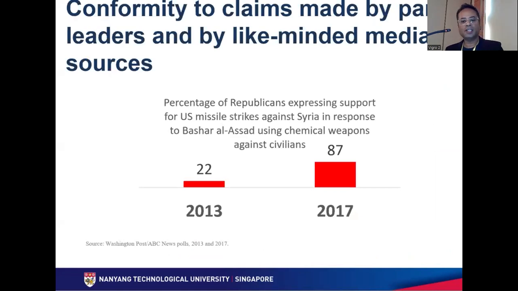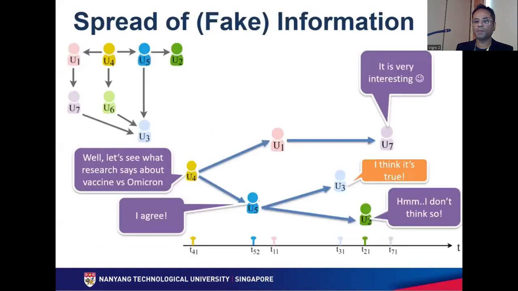conformity. Here's some data in the context of politics. This is the percentage of Republicans expressing support for a US missile strike against Syria in response to Bashar al-Assad's use of chemical weapons against civilians. In 2013, there was only 22%. In 2017, it became 87%. Republicans in the group, they conform eventually. Right? So a very high percentage conformed to this.